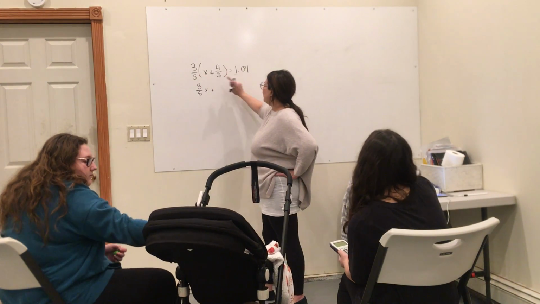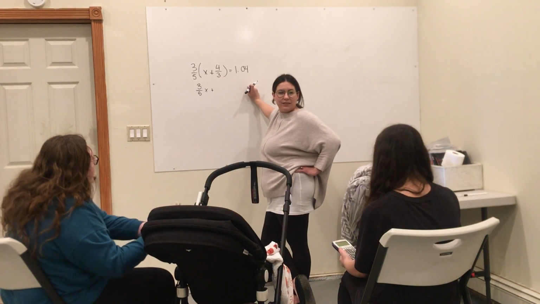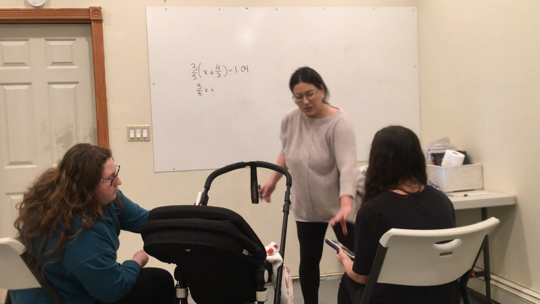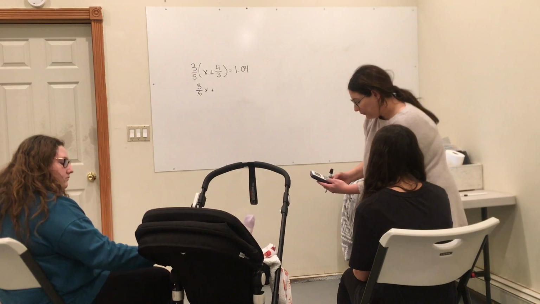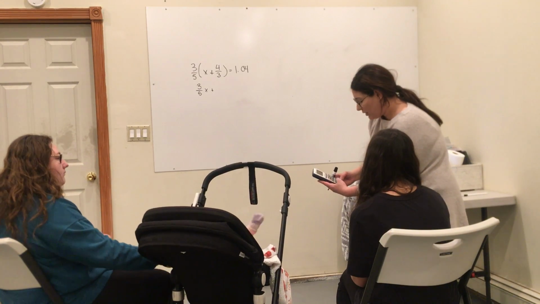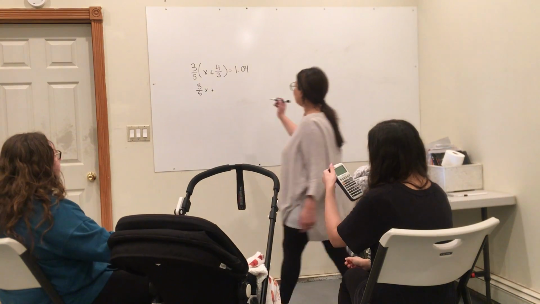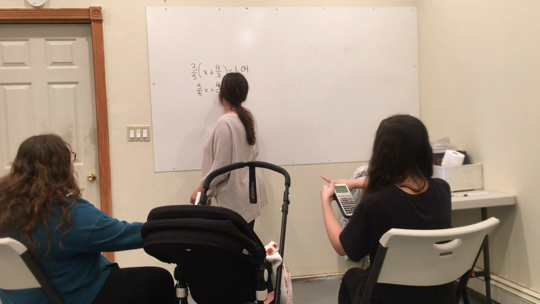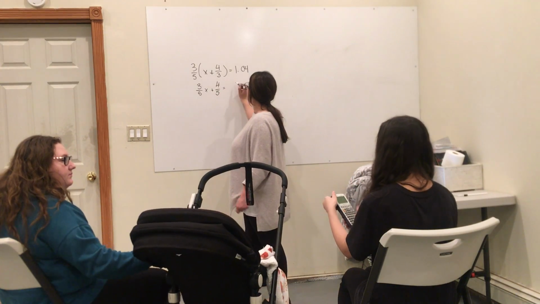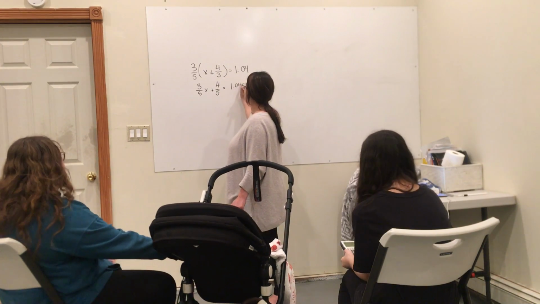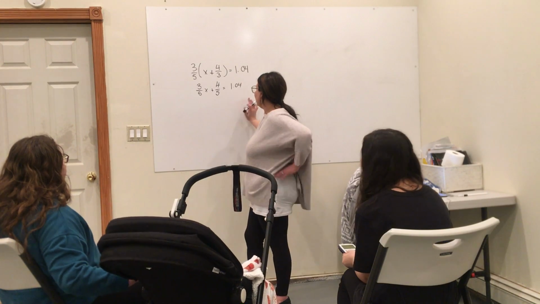So what is 3 over 5 times 4 over 3? Do you know how to do it down here? Let me show you. 3 over 5 times 4 over 3 is 4/5. So you end up with 4/5 equals 1.04. Because we don't distribute after the equal, right?